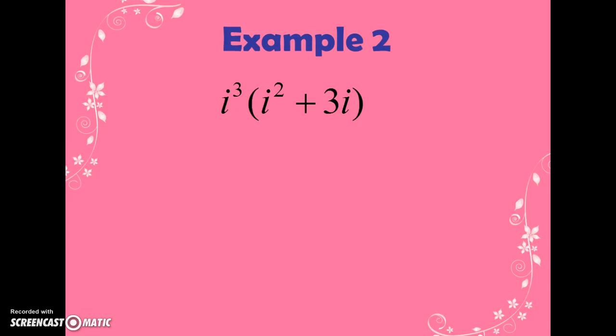More complicated arithmetic follows the same idea. i cubed times i squared: we're going to add exponents. And then i cubed times 3i is 3i to the 4th. i to the 5th we know is just i. i to the 4th we know is just 1. And typically we write it like this so that it looks like a complex number.